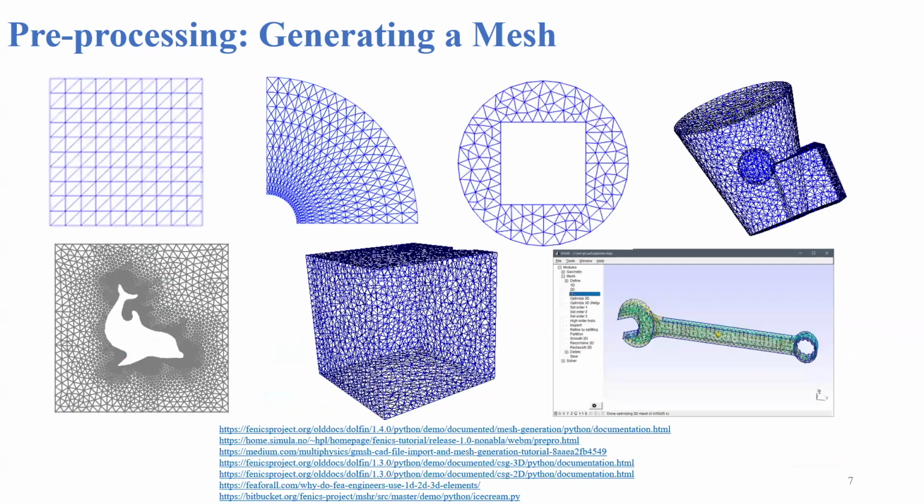Now, here's an example of different types of meshes. On the left-hand side, we have a square mesh, and then we have different complex geometry, and you can see different mesh geometry can be generated with tools such as Phoenix, Gmsh, and so on. I have given some hyperlinks. If you're interested to look into some of these, you can take a look.